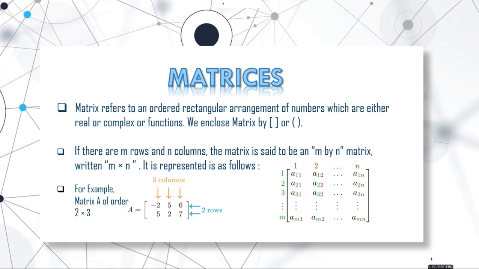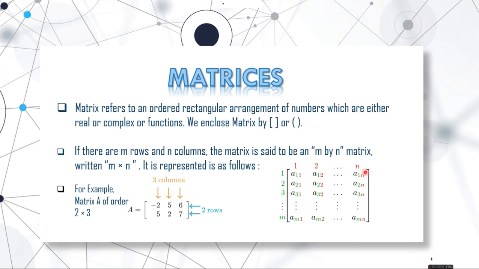Let me introduce the topic, matrices. A matrix refers to an ordered rectangular arrangement of numbers which are either real or complex or functions. We enclose the matrix by square brackets or parentheses or pipes. If there are m rows and n columns, the matrix is said to be an m by n matrix, and we write it as m cross n, and it is represented as follows. This is the m by n matrix.